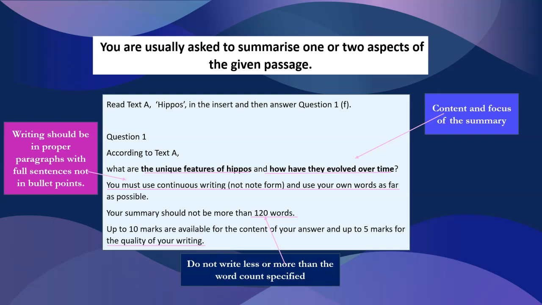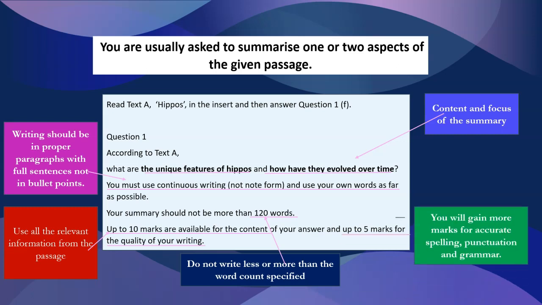You are also asked to write your summary in 120 words. Do not write less or more than the words you've been given, even though you will not be penalized. But if you write more than this number of words, it's likely you have added irrelevant information. And if you write less than 120 words, there's a possibility that you have not exhausted all the relevant points you are supposed to give. Use all the relevant information from the passage to be able to get 10 marks for your content. Up to 5 marks are for the quality of your writing. You will gain more marks for accurate spelling, punctuation, and grammar.